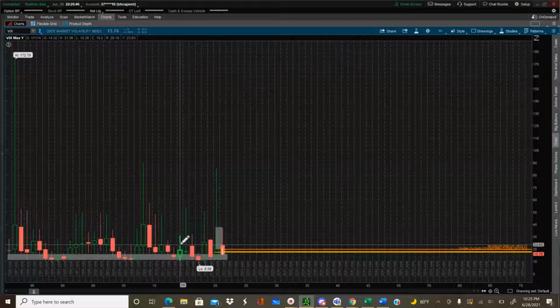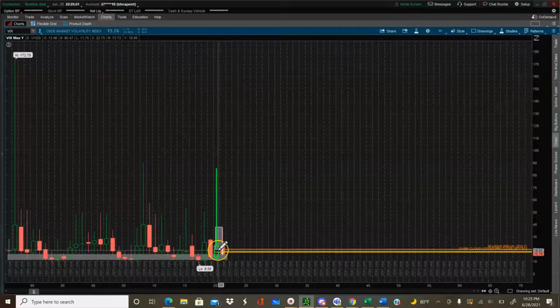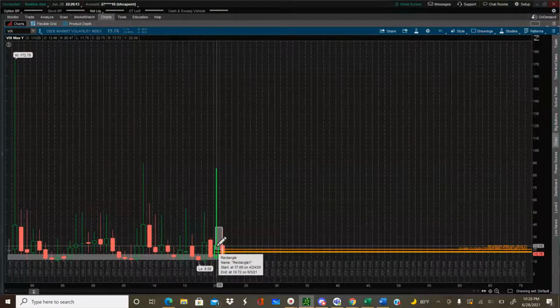VIX has been struggling. Any move above 2020's closing price, which was 22.75, VIX has pretty much struggled to beat that this year. So it's popped up above that level a few times this year, but it's been very difficult to sustain that level of volatility. So definitely I would make note of 2020's closing price.